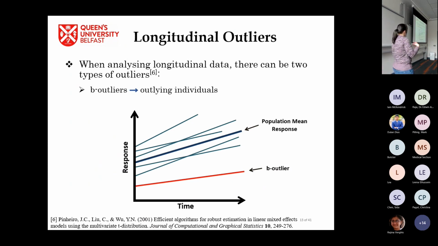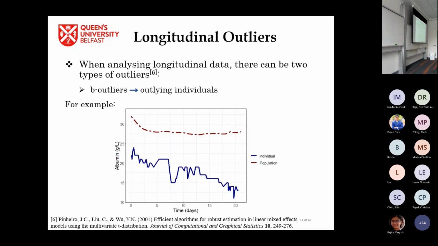Now, within longitudinal data, there are two types of outliers that can be present. We can have either b outliers, meaning outlying individuals. If we think about these longitudinal profiles over time, a b outlier is an individual whose average trend differs significantly from the rest of the population, like that red line. In the ICU analysis, this individual would maybe be an example of a b outlier. The blue line gives the individual's observed responses over time, the red line gives the population average, and we can see there's a good difference.